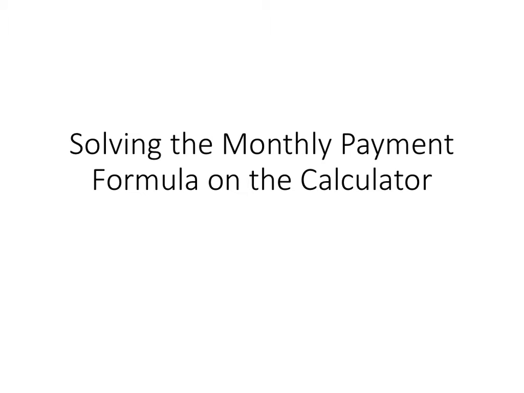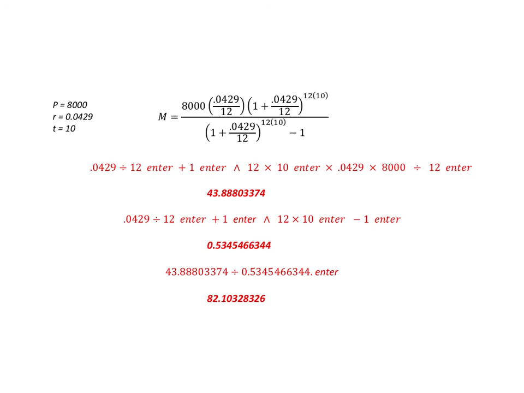This is a lesson on how to solve the monthly payment formula on your calculator. So let's start with an example. Let's say that the principal, or P, is equal to $8,000. The interest rate is 4.29%, or in the formula it'll be written as 0.0429. And let's say the duration of the loan is 10 years, so T is equal to 10.